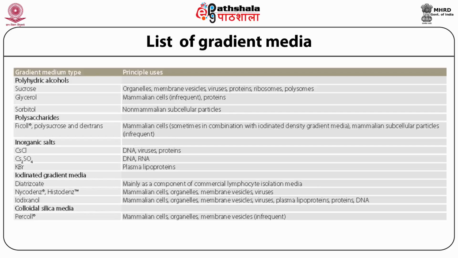The inorganic salts are also widely used for the preparation of the density gradient medium, like cesium chloride, used for the separation of DNA, viruses, proteins. Cesium sulfate is used for the separation of DNA, RNA. Potassium bromide is used for the separation of plasma lipoproteins. Then the iodinated gradient media are also used, like diatrizoate, the main component of commercial lymphocyte isolation media. Nycodenz is for mammalian cell organelles, membrane vesicles, and viruses. Iodixanol is used for the separation of mammalian cell organelles, membrane vesicles, viruses, plasma lipoproteins, DNA.